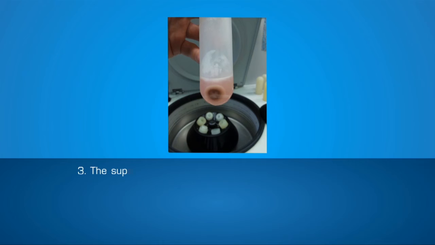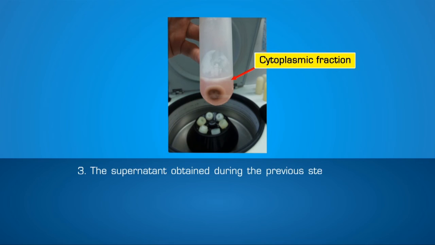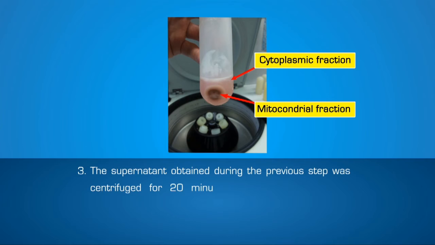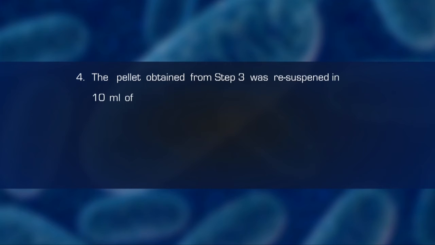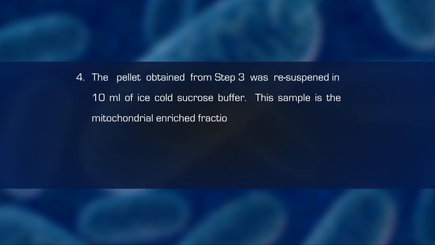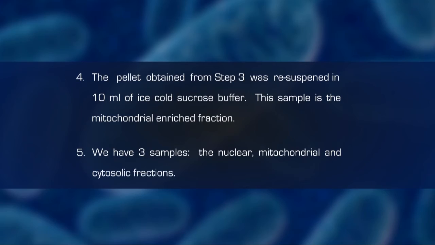In the next step, the supernatant obtained during the previous step was centrifuged for 20 minutes at 10,000 G. The supernatant obtained after centrifugation was transferred into a fresh ice-cold tube. This is the cytosolic fraction. Next, the pellet obtained from step 3 was resuspended in 10 ml of ice-cold sucrose buffer. This sample is the mitochondrial enriched fraction. Finally, we have 3 samples, the nuclear, mitochondrial, and cytoplasmic fractions.